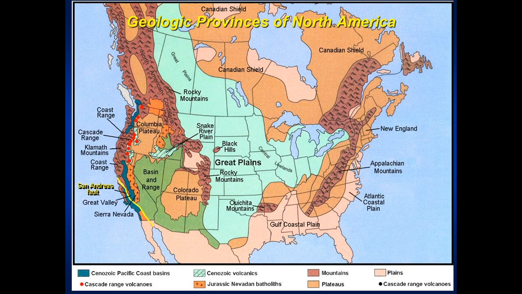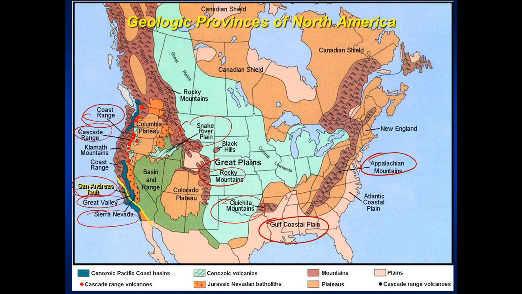just want to end with this last slide. It's kind of crazy, but here's all the major features that we have over the surface of North America. We have the Appalachian Mountains. We have the Gulf Coast Plains. We have the Ouachita Mountains. We have the Rocky Mountains. We have the Snake River Plain, the Columbia River Plateau with the Columbia River flood basalts. We have the Coast Ranges, the Cascades, the San Andreas Fault, the Great Valley, the Sierra Nevadas, the Colorado Plateau, and so on, the Canadian Shield up here.